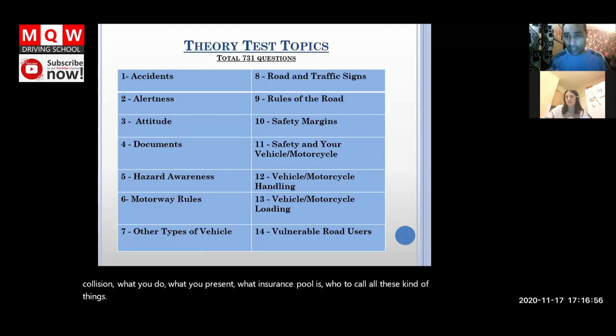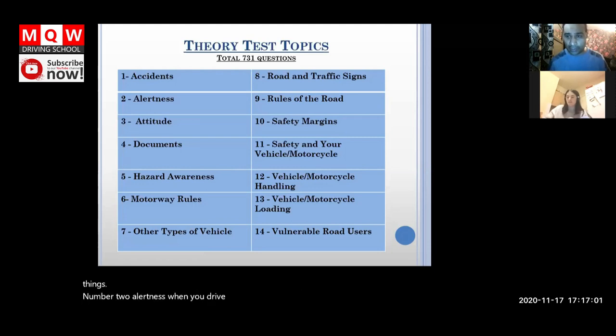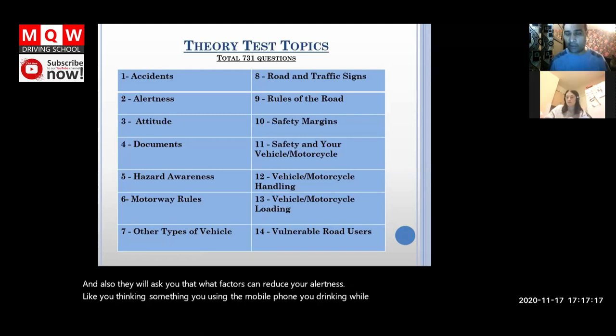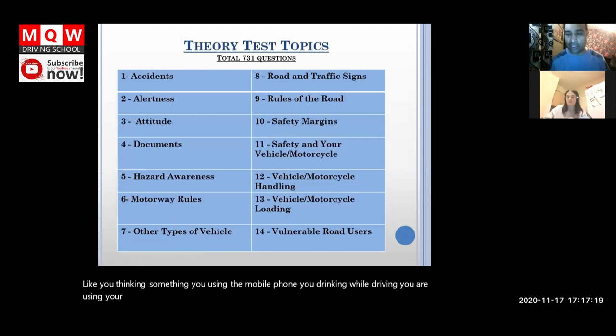Number two, alertness. When you drive the car on the road, how alert are you? And they will also ask what factors can reduce your alertness. Like you're thinking about something, using the mobile phone, drinking while driving, using your sat nav or stereo, distraction in the car by chatting with other people, not paying attention on the road, or drink driving, medication or drug driving. All these kinds of alertness.